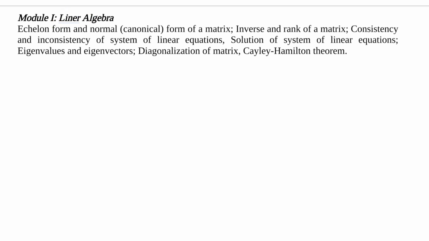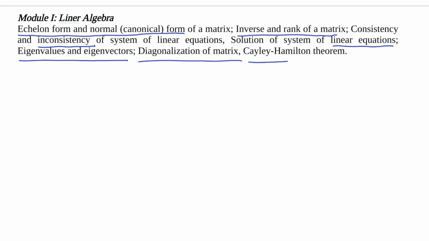Okay, so first one is echelon form and normal form, then matrix inverse and their rank, consistency and inconsistency of systems of linear equations, solution of the linear system of equations, and eigenvalues, eigenvectors, diagonalization, and the last one is the Cayley-Hamilton theorem. Okay, so in the first lecture I am starting from your first topic, that is echelon form. Okay, and basically in your syllabus the topic is row echelon form.